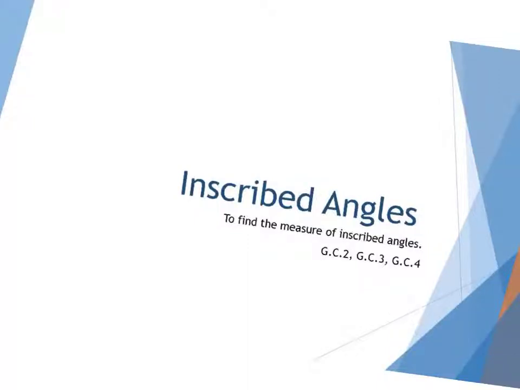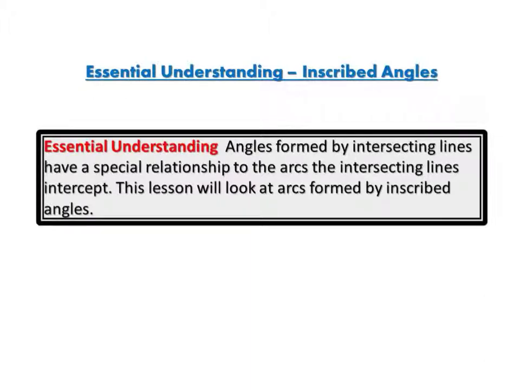This lesson is on inscribed angles. The goal is to find the measure of inscribed angles, and the standard is geometry circles number 2, number 3, and number 4. What you should understand by the end of this lesson is that angles formed by intersecting lines have a special relationship to the arcs the intersecting lines intercept. This lesson will look at arcs formed by inscribed angles.